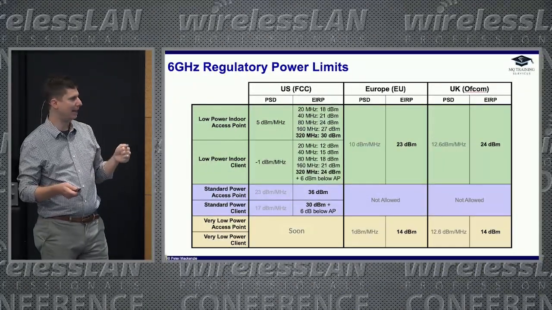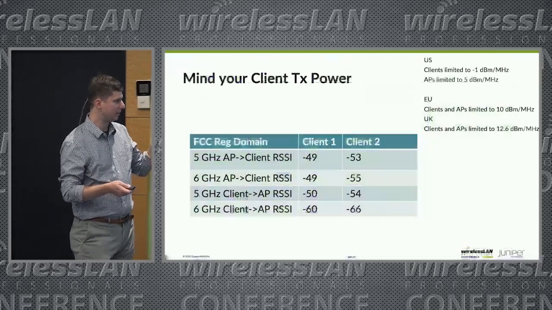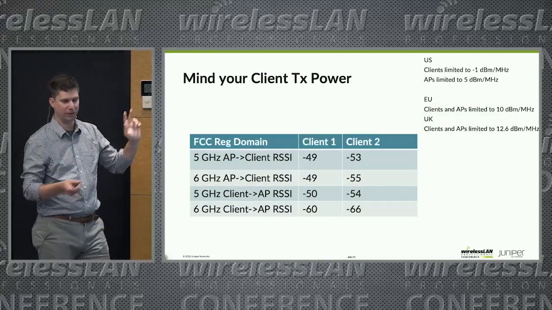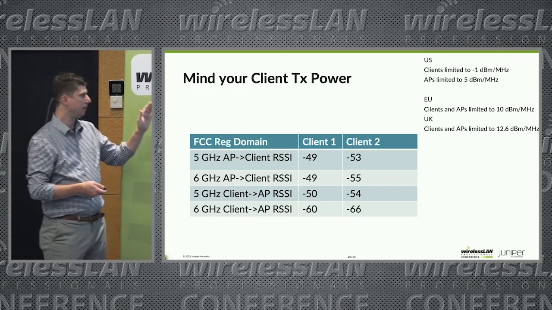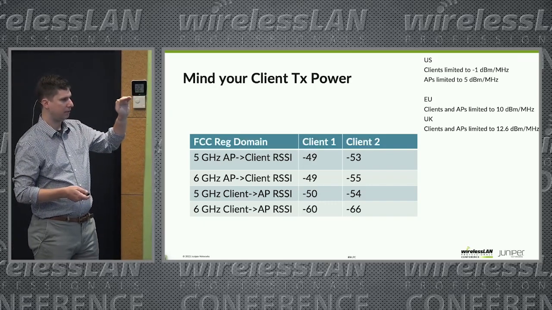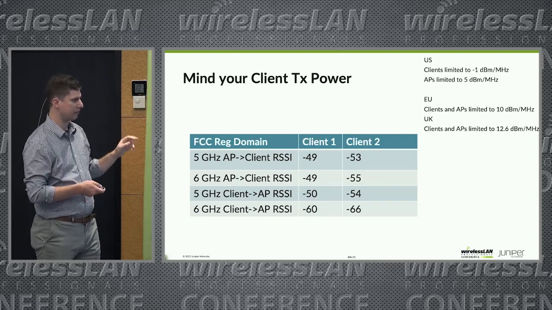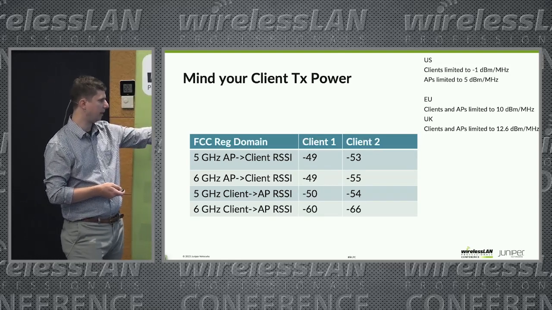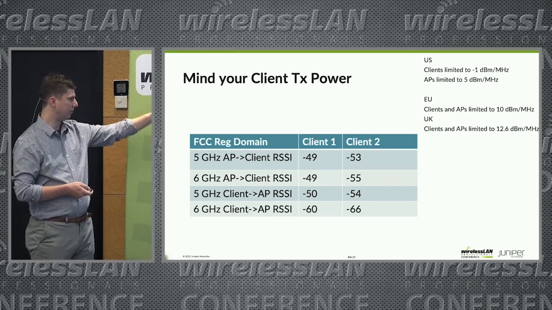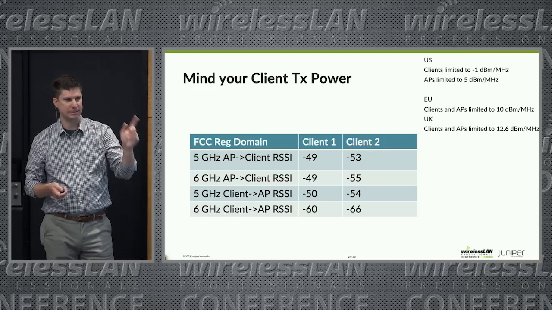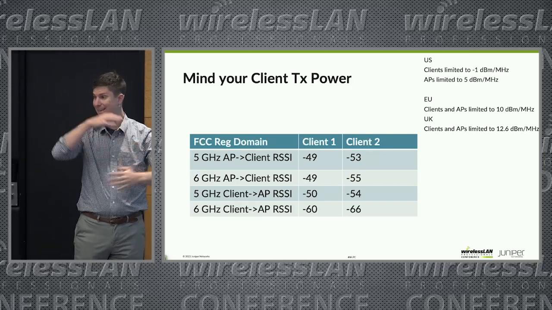I hadn't actually been able to test it. So I did some testing in the US, and yes, you have clear difference, right? If you look at 5 gig uplink to 5 gig downlink, the signal strength is very similar. So in this example, it's like -49 to -50. But if you look at the second and fourth rows, 6 gig AP to client and 6 gig client to AP, there's about 10 dB of difference there.